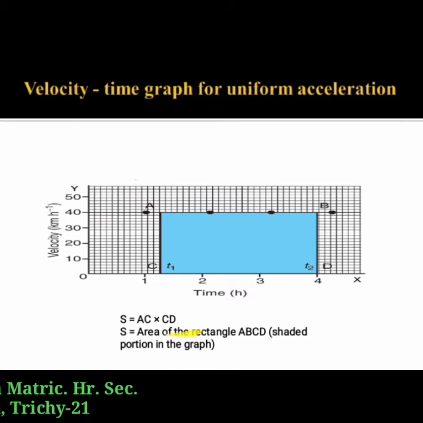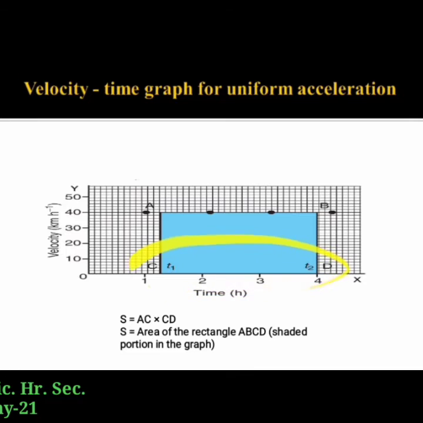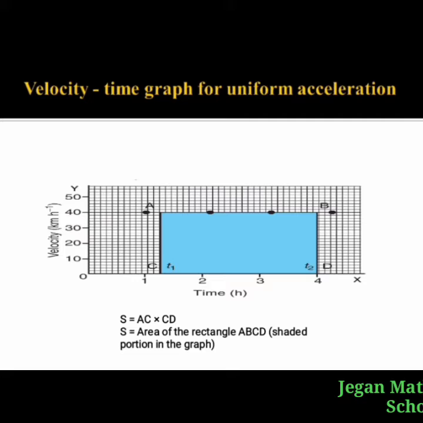So S is equal to AC into CD. Here AC is the velocity and CD is time. The product of velocity AC and time CD gives the displacement or distance covered by the car in a time interval of t. So that means this is the area of the rectangle.